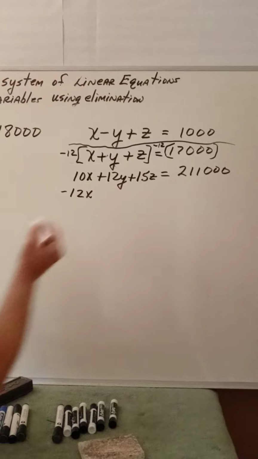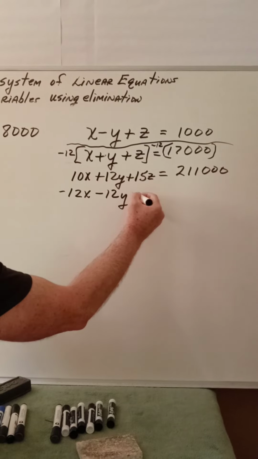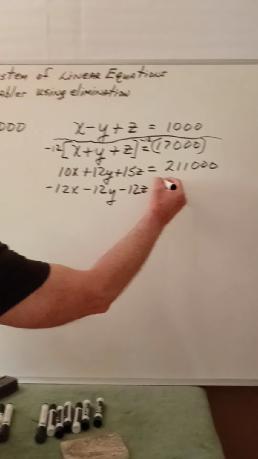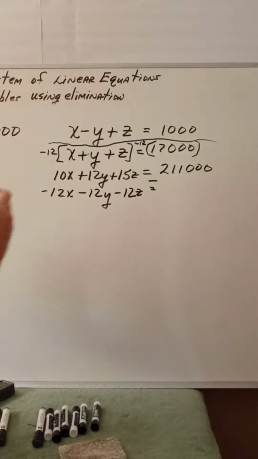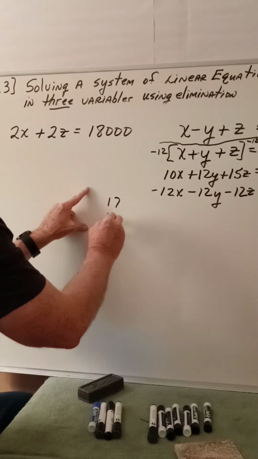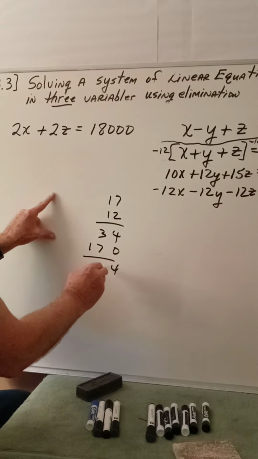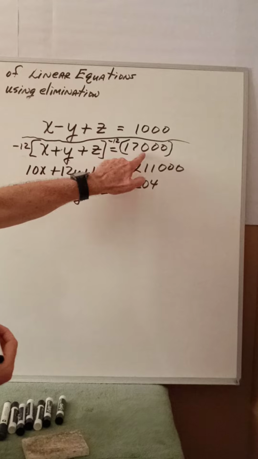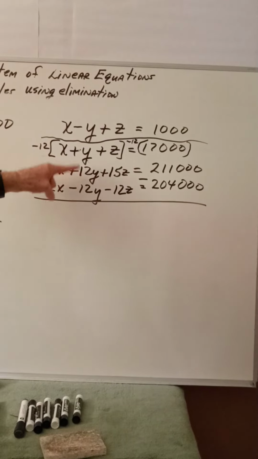Negative 12x. Negative 12 times y is a negative 12y. Negative 12 times z is a negative 12z. Is equal to a negative times a positive, that's going to be a negative. I'm going to multiply the 17 times the 12, and when we get that answer, we'll add on 3 zeros. So 17 times 12 is 204. That would be a negative 204. Add on those 3 zeros.